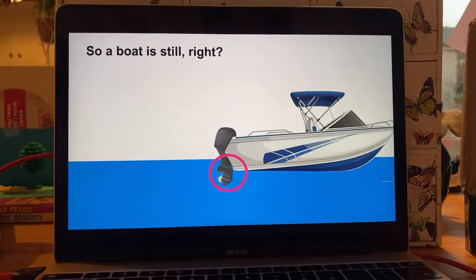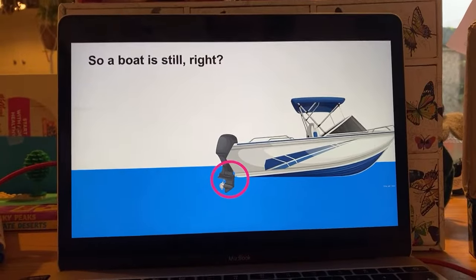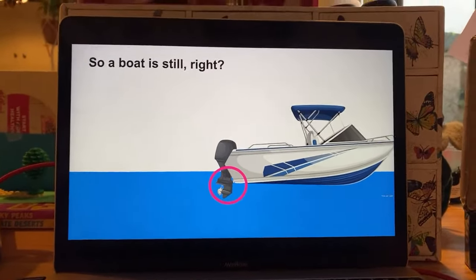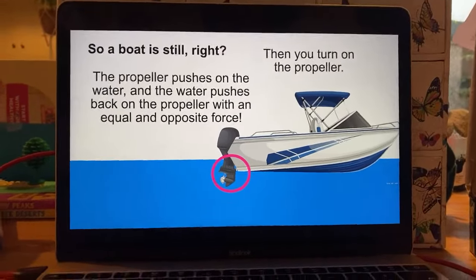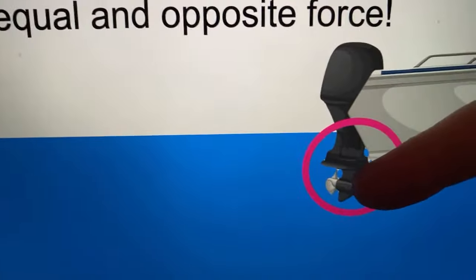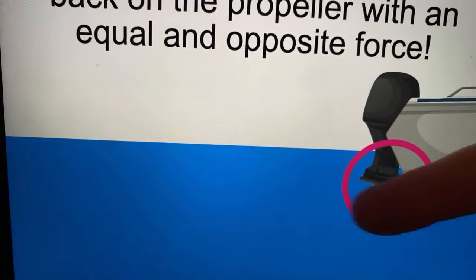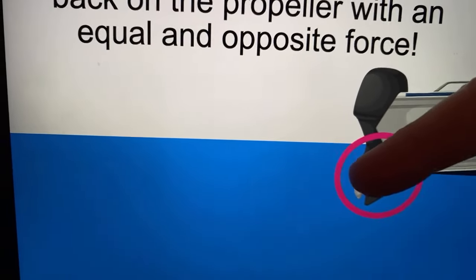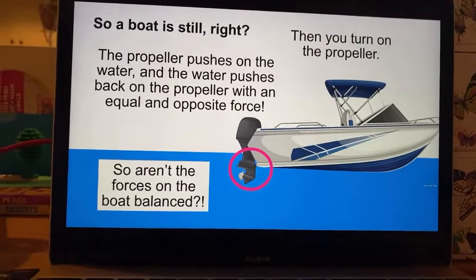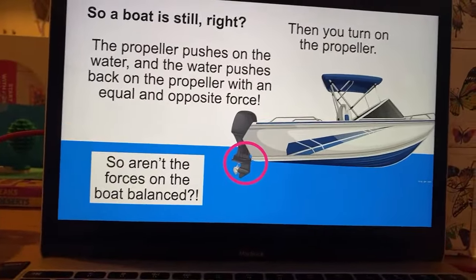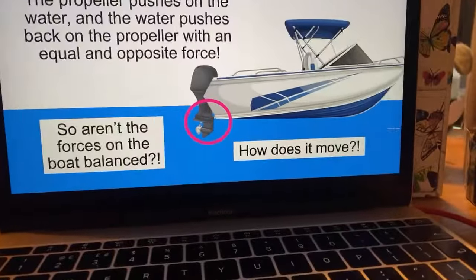So let's have a look at this boat. A boat is still, right? It's just completely still. And then you turn on the propeller, imagine. The propeller, this little rotor on its side, pushes on the water and the water pushes back on the propeller with an equal and opposite force. So aren't the forces on the boat balanced? So how does it move? This really perplexed everyone a few years ago when I was classroom teaching, in a GCSE paper.